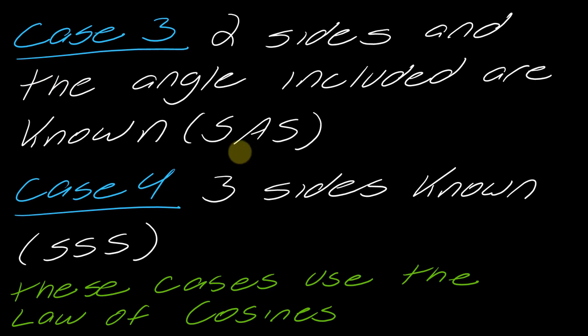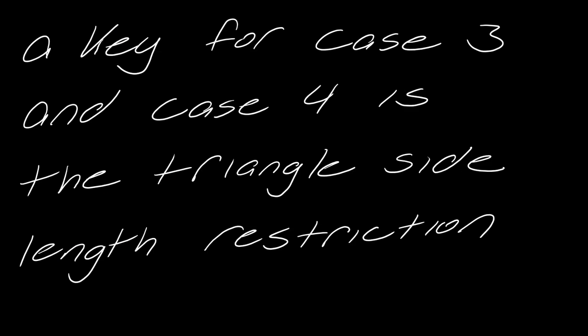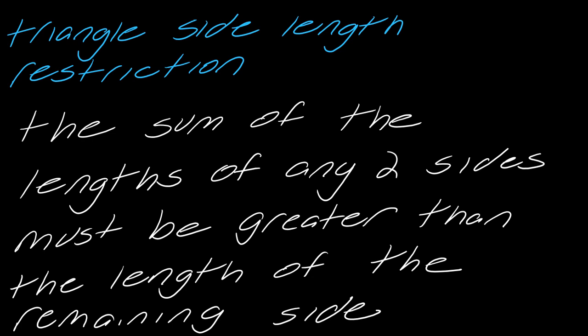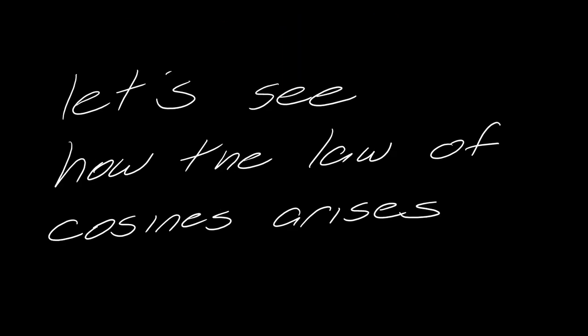So just to be clear, this is where we have SAS, so side angle side, or side side side. Okay, so a key for case 3 and case 4 is the triangle side length restriction. The triangle side length restriction says that the sum of the lengths of any two sides of a triangle must be greater than the length of the remaining side. So this is just a thing with triangles. So that being said, because we know that that has to exist, I now want to talk about the law of cosines and how this even comes about.